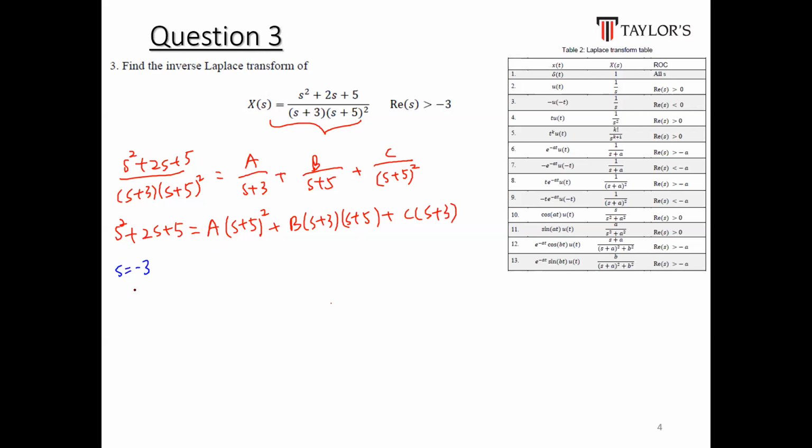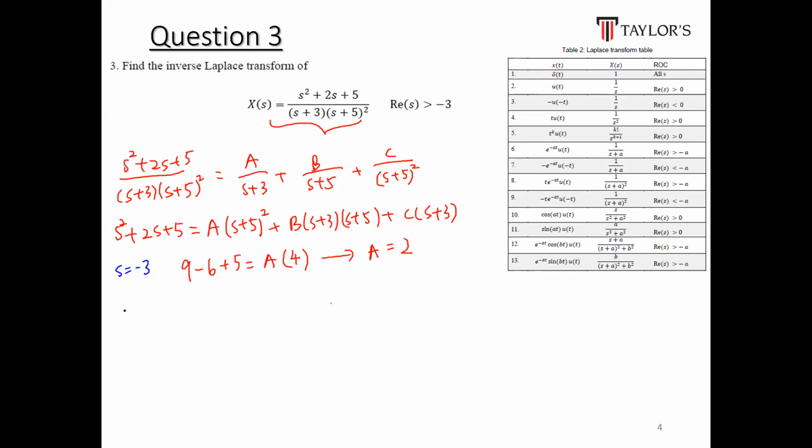So this becomes 9 minus 6 plus 5. So I write here 9 minus 6 plus 5, because s is -3, equals A of (-3 + 5), which is 2. So this is 2 squared, so it's 4. So in this case, A gives us, let me take out my calculator. 9 minus 6 plus 5 is 8, divided by 4 to be 2. Right? A is 2 in this case.